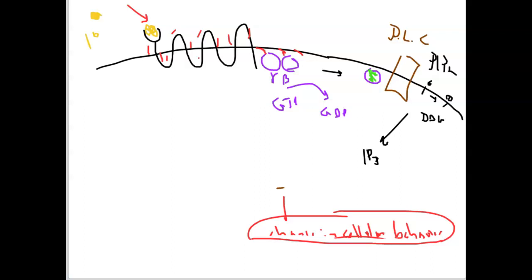IP3 is going to go to the smooth endoplasmic reticulum, the smooth ER. And it is going to cause calcium channels in the smooth ER to open. So here's IP3. It binds to these calcium channels, and as a result, calcium comes rushing out of the smooth ER. IP3 has opened the smooth ER so that calcium can leave it and enter the cytoplasm.